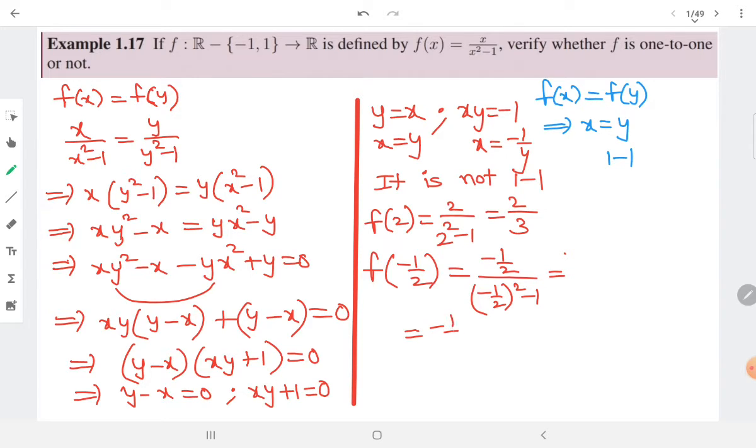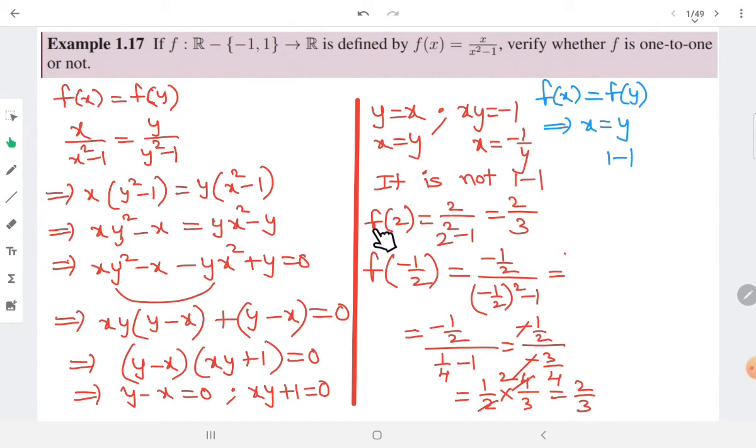So try to simplify this. −1/2 divided by 1/4 − 1. If I take LCM in the denominator, you get −3/4, so minus minus gets cancelled. The numerator term is 1/2. Denominator term, if I bring it to the numerator, you get 4/3. Cancel for 2 times, so your answer is 2/3. What does this mean? For f(2) we got 2/3, and for f(−1/2) also we have got 2/3. So two different domain values are getting the same y value.